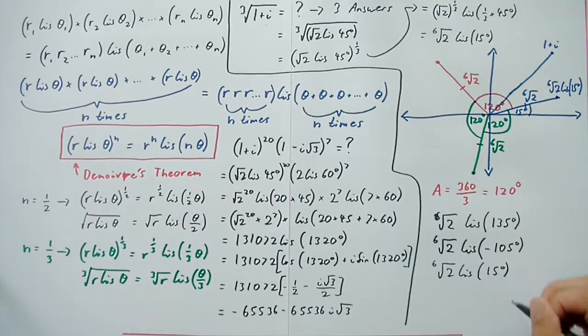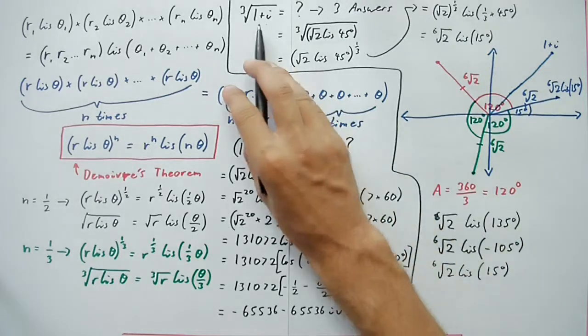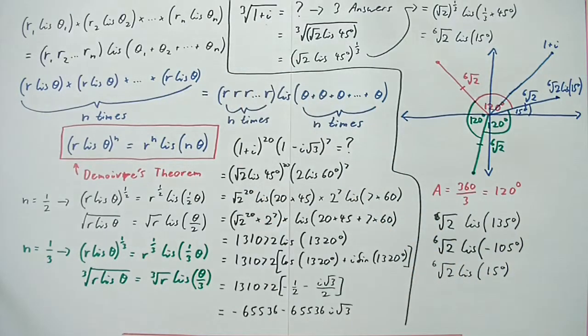Cool, so now we've found the 3 cube roots of 1 plus i in polar form, which are the 6th root of 2 cis 135 degrees, negative 105 degrees, and 15 degrees. You can change these back into Cartesian form by changing the cis into cosine plus i sine, and then getting approximate answers using your calculator.